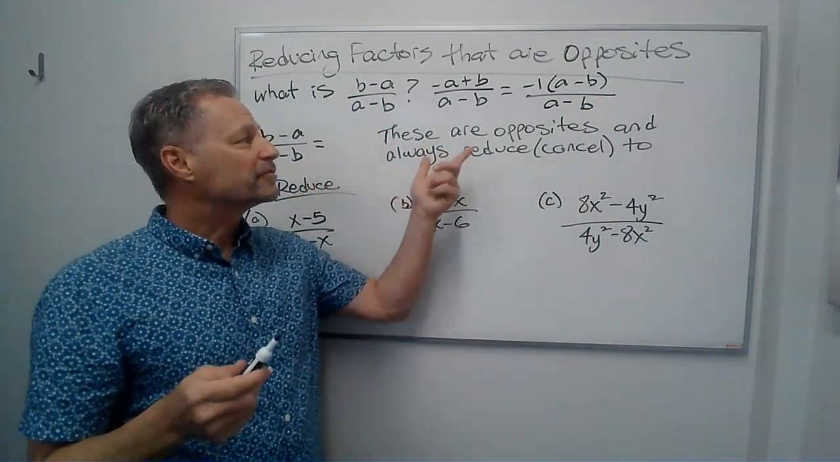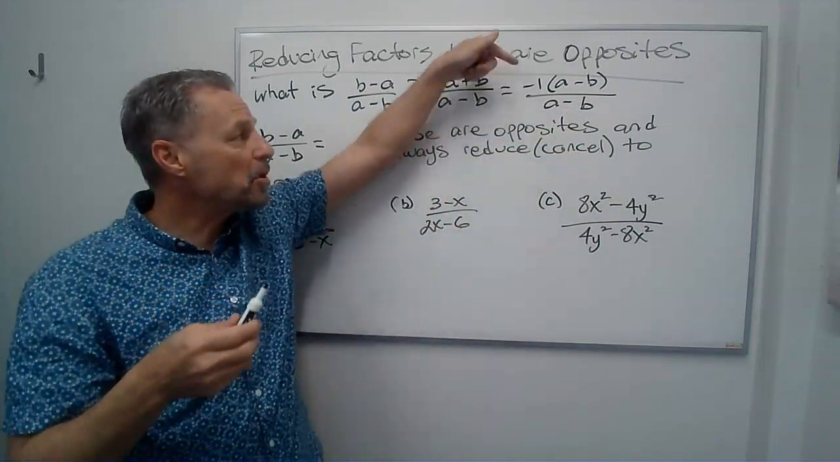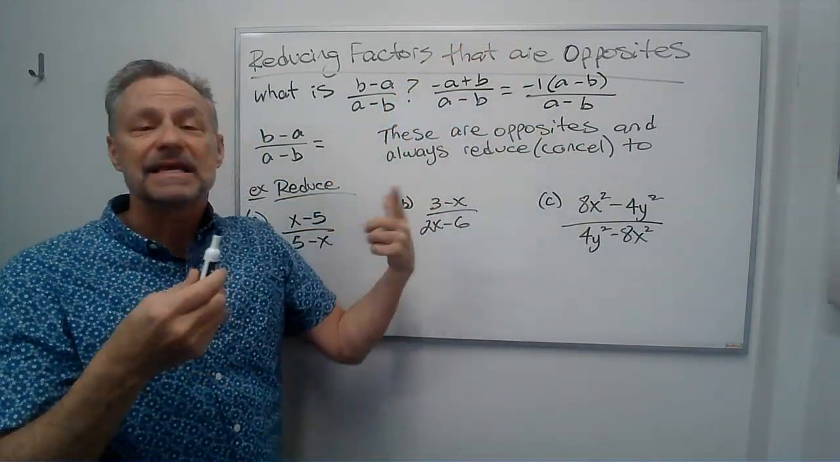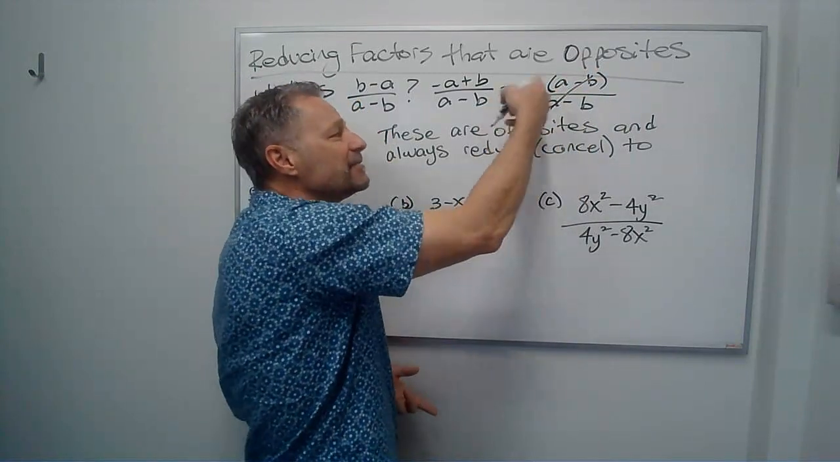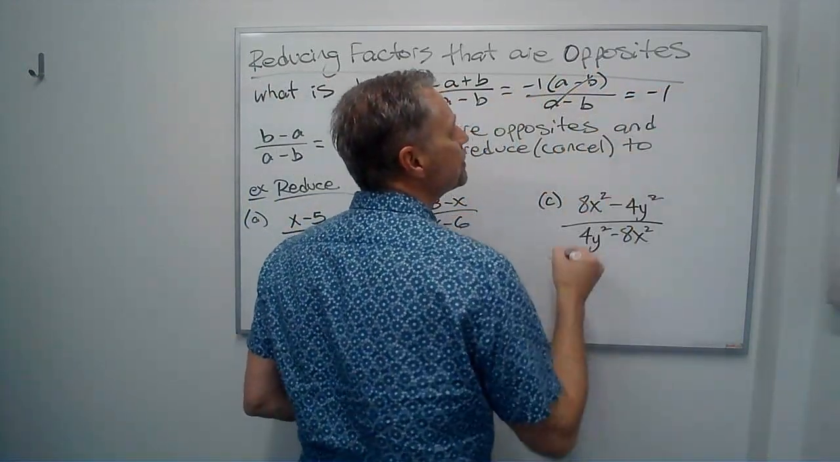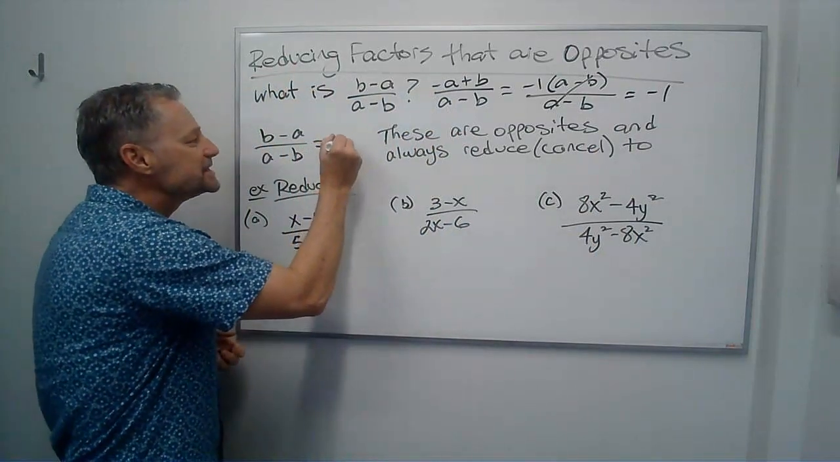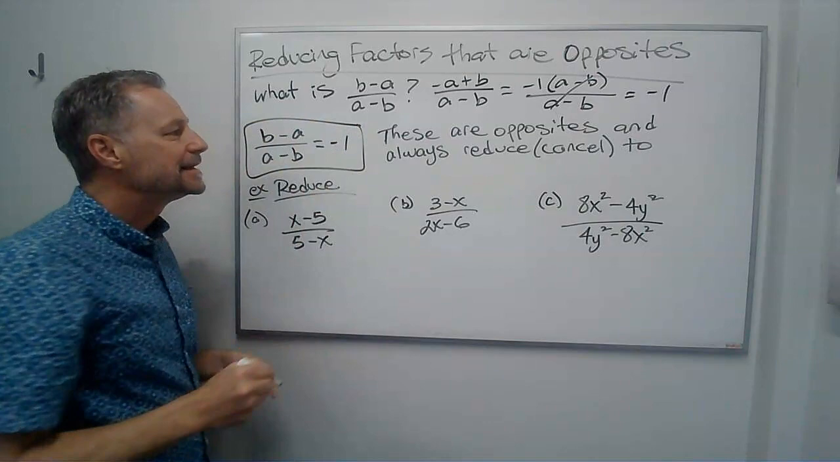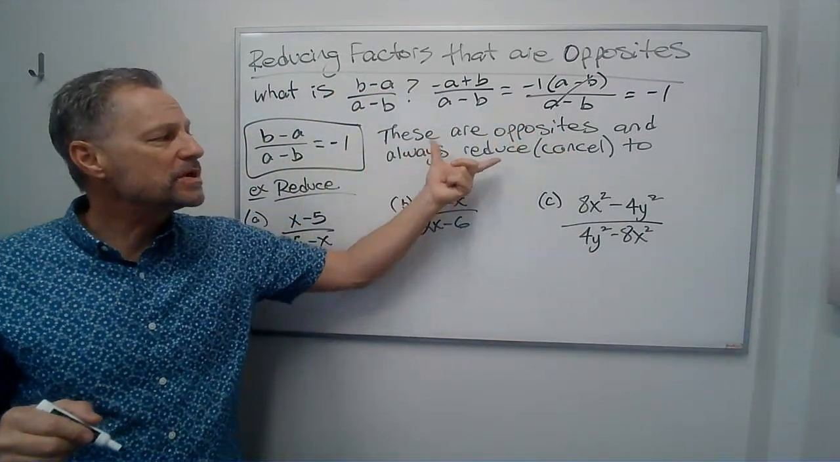Now notice what we've learned before. Anything on the top that's the same as on the bottom, that are being multiplied, factors, can be reduced. So (b minus a) over (b minus a) is just 1. Well, negative 1 times 1 is just negative 1. And so that's what (b minus a) over (a minus b) is. It's always negative 1.